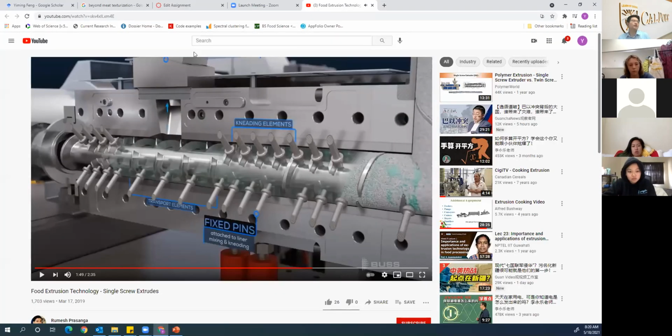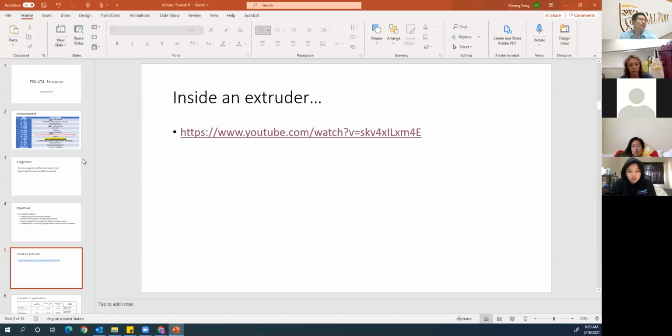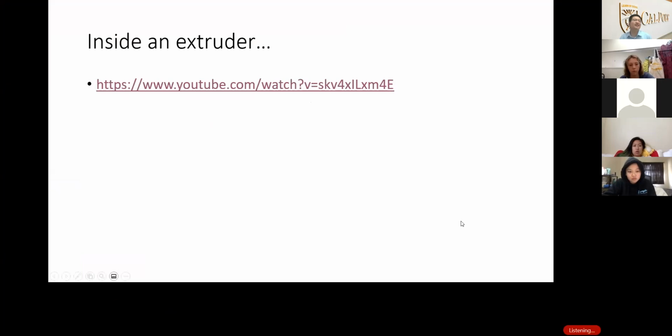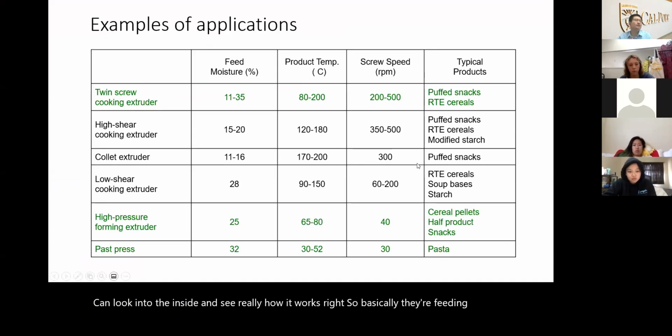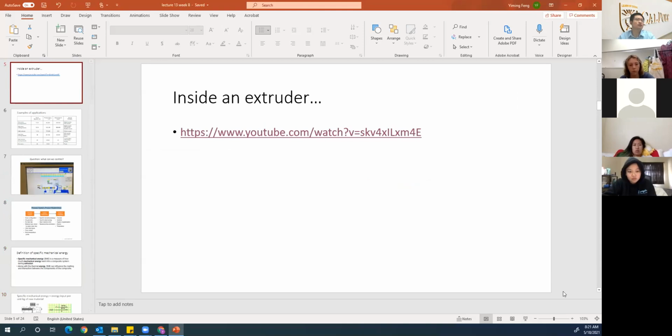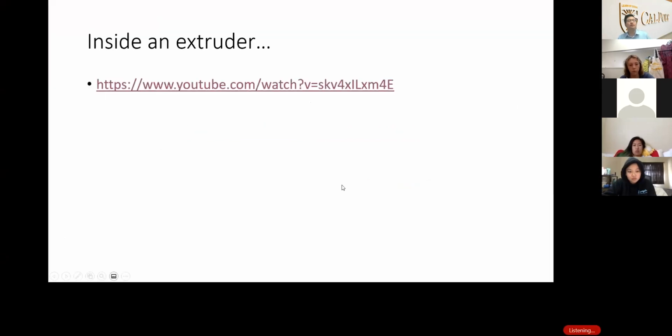Okay, let me stop here. So I hope that you guys now can look into the inside and see really how it works, right? So basically they are feeding. Let me see if I have an image. Oh no. Okay, so I don't have an image here. So probably you can see that there's feeding, right?